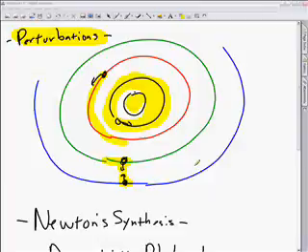And if you take a look at Neptune's orbit, they looked at the perturbations in Neptune's orbit and predicted that there should be another planet out there. And, of course, there was, and that's now called Pluto. Whether it's a planet or not is up for debate.